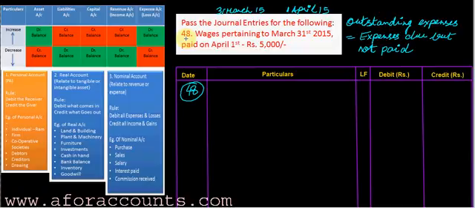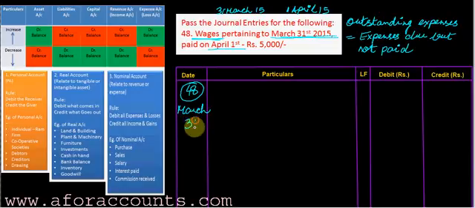Entry number 48. Wages pertaining to March 31st, 2015, paid on 1st April 2015, rupees 5,000. Now tell me which accounts are being affected first. One is the wages account. Now we have not paid the wages for the month of March in the month of March. We have actually paid them in the month of April, and the accounting we are doing is in the month of March.